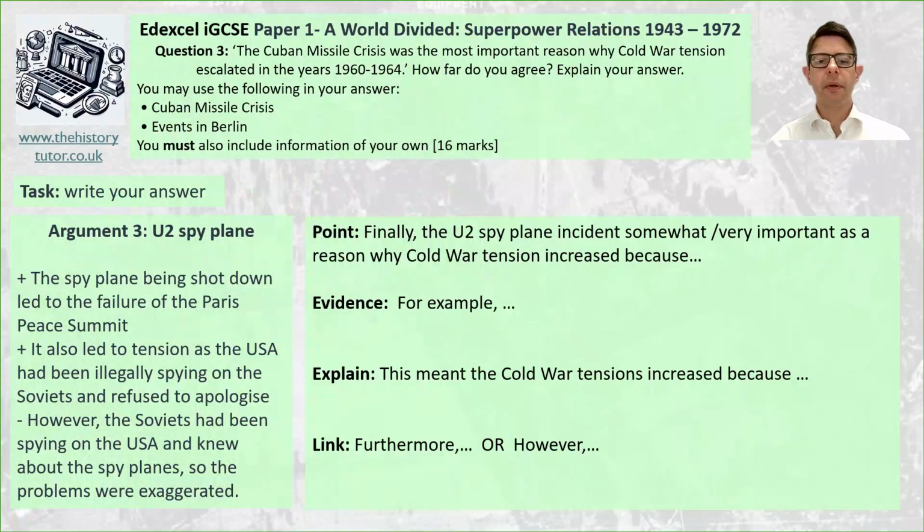Finally, we can talk about the U-2 spy plane incident as our extra idea. So this isn't the most important idea, but it's the start of the decline in relationships that might lead to some brinkmanship and increased tension. I think it's a really important idea to consider.